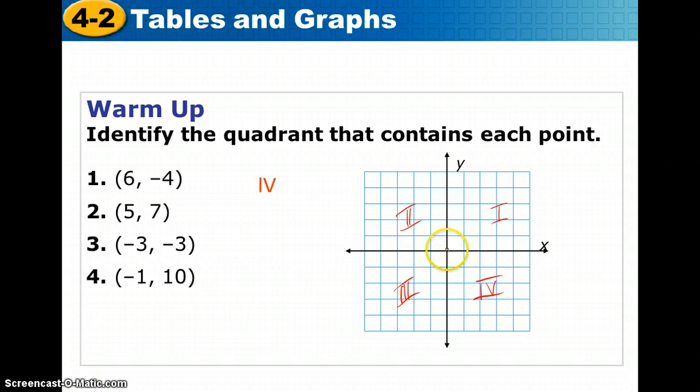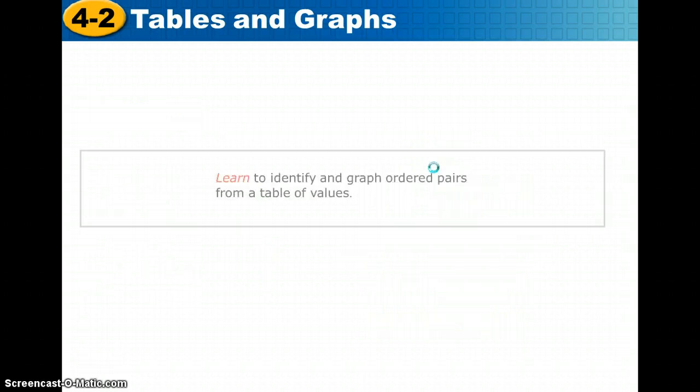For 5, 7: over 5, up 7 would be quadrant 1. For number 3, -3, -3 would be in quadrant 3. And for number 4, starting here, going to -1, up to 10 would be in quadrant 2.